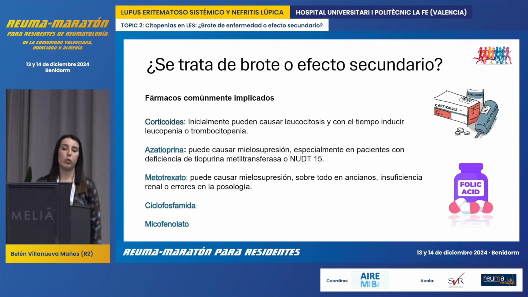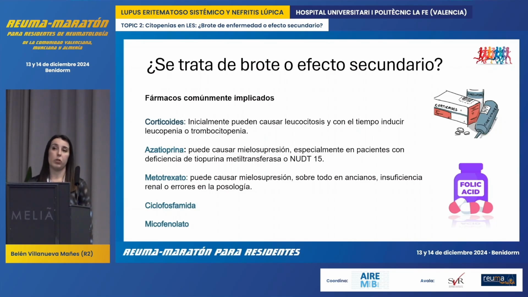Among the drugs we use, those most commonly associated are corticosteroids, which, although they can initially cause leukocytosis, over time may lead to leukopenia or thrombocytopenia. In addition, azathioprine can cause myelosuppression, especially in patients who have a deficiency in thiopurine methyltransferase or the NUDT15 enzyme, which I will explain a bit more about later.